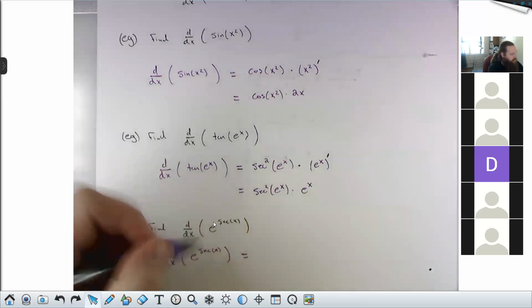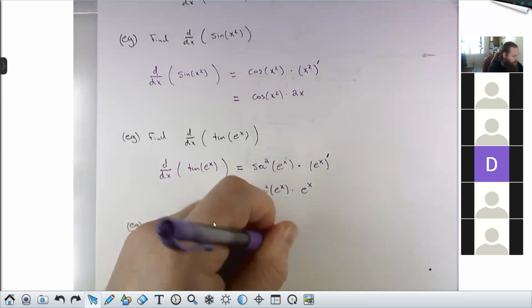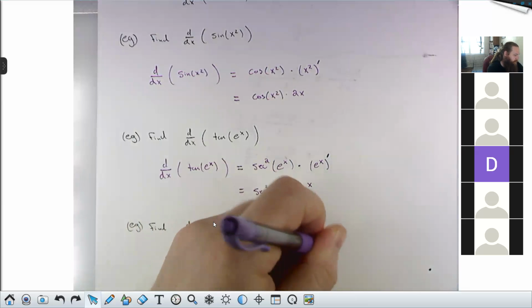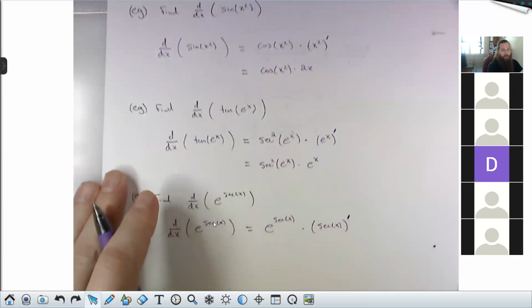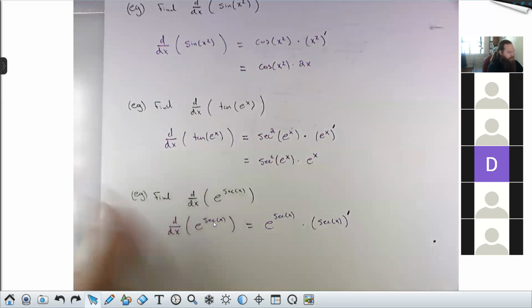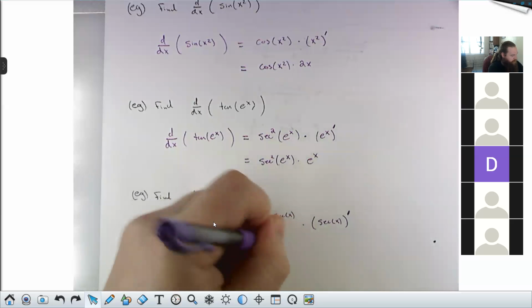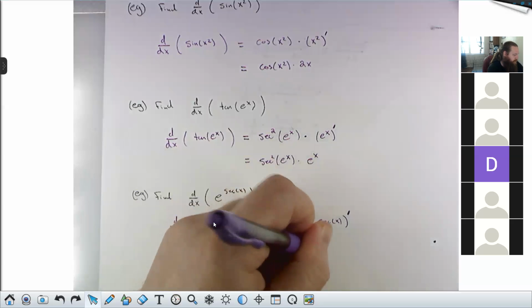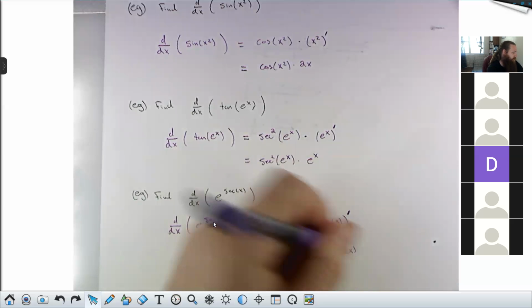So if I differentiate e to some stuff, I get e to that stuff times the derivative of that stuff. And then the derivative of secant is secant tangent. So this is e to the secant x times secant x tangent x.